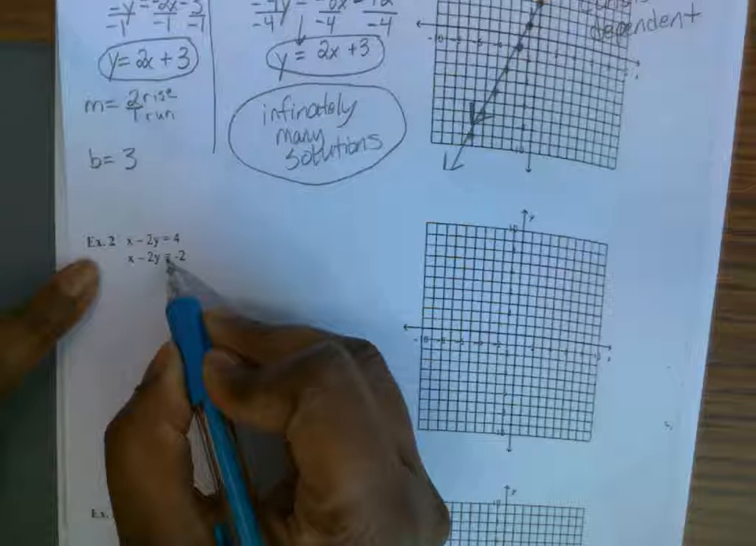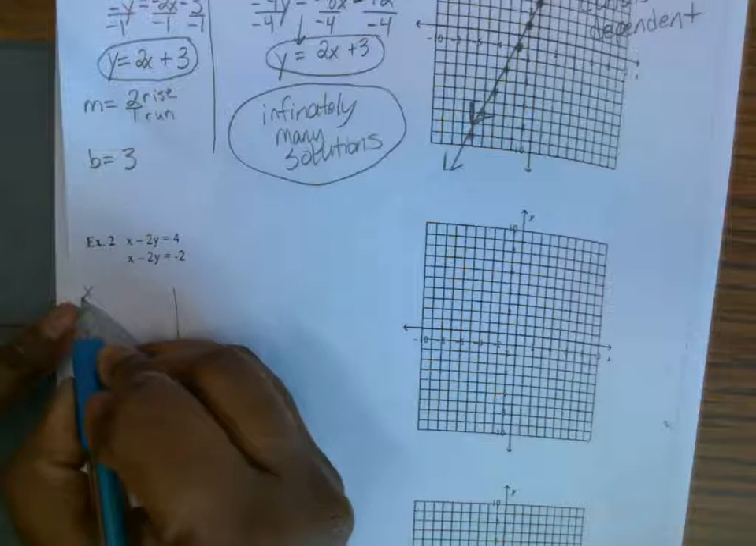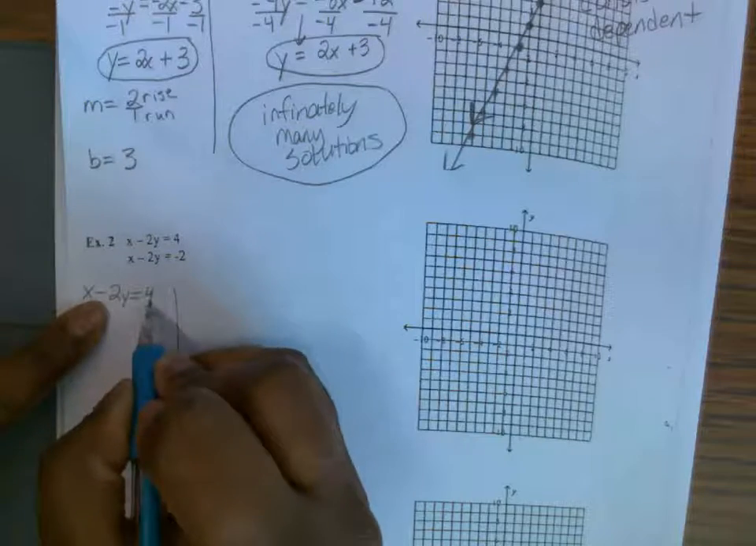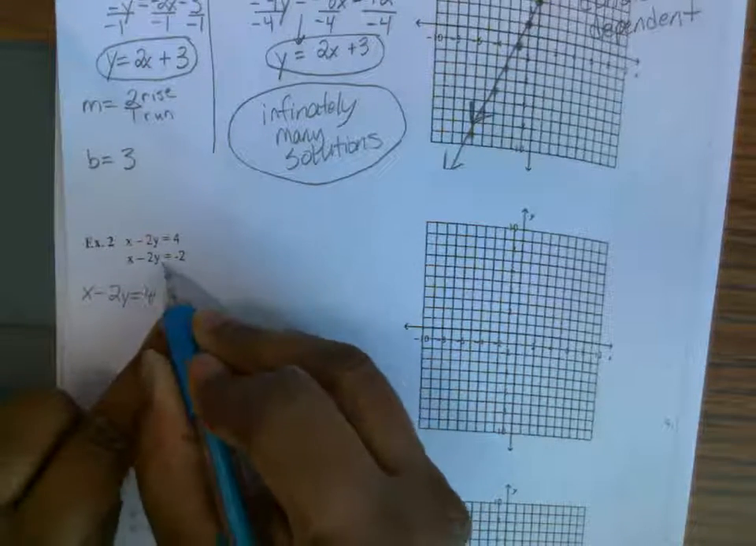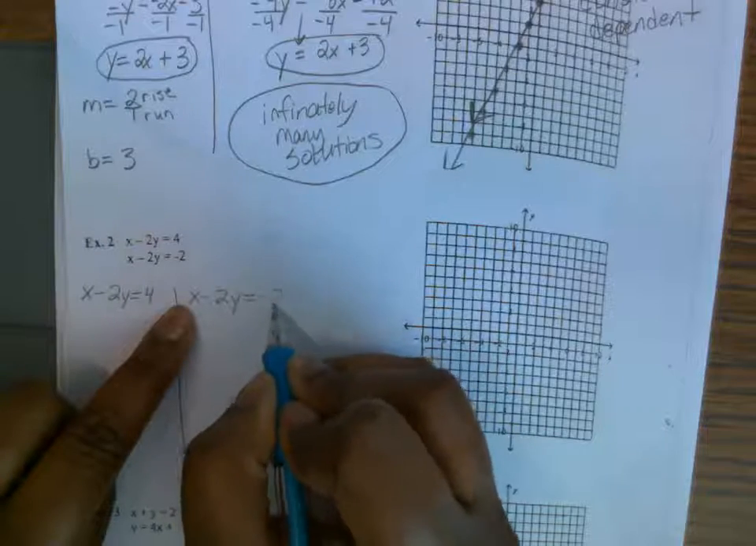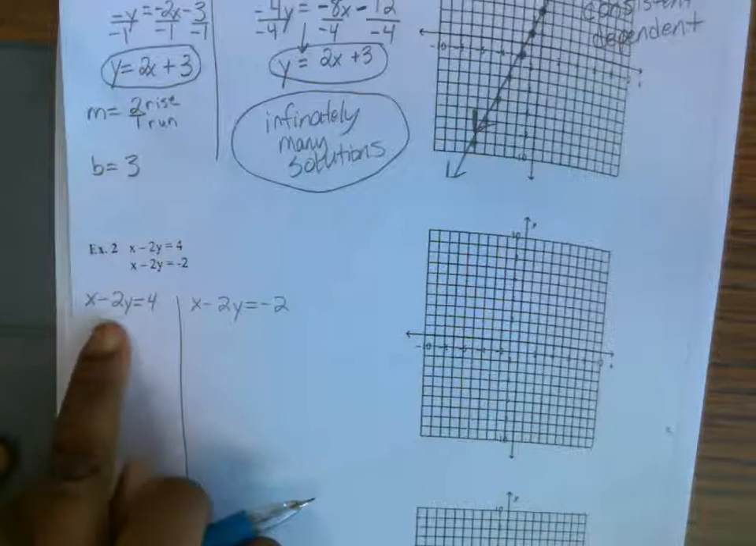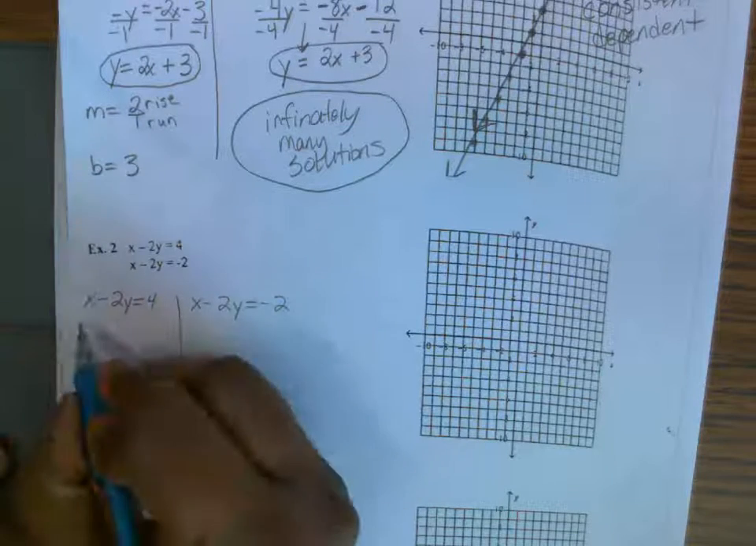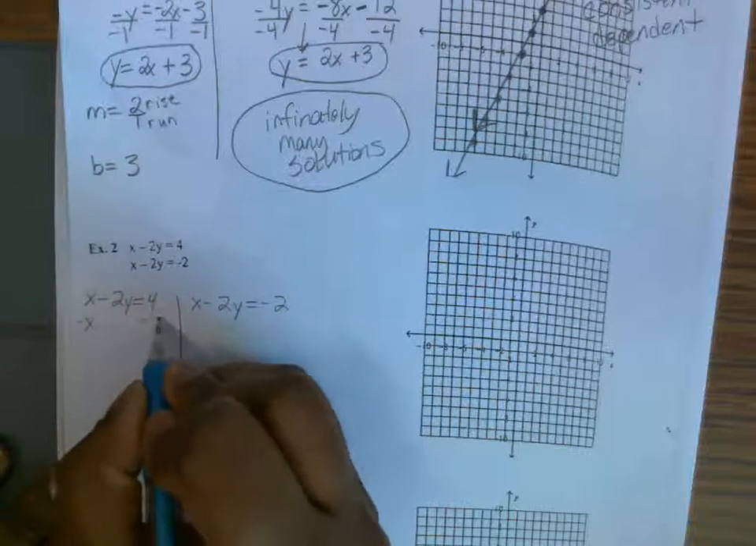That's y equals mx plus b. So we have this equation right here, x minus 2y is equal to 4. We have this equation here, x minus 2y is equal to negative 2. So to write this in y equals mx plus b form, to get y by itself, we're going to get rid of the x first.